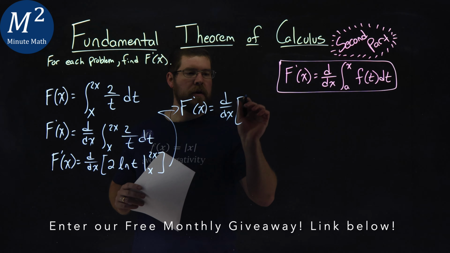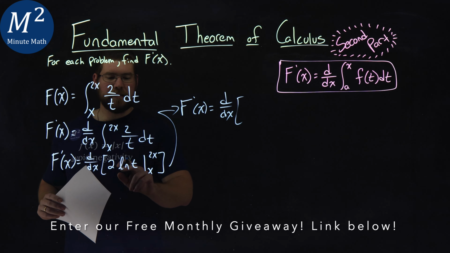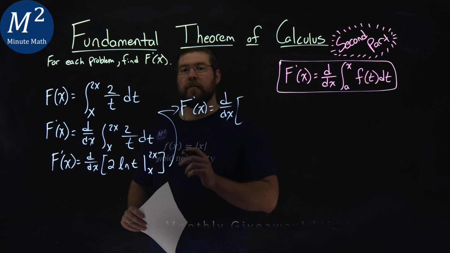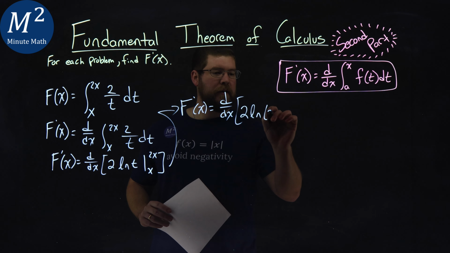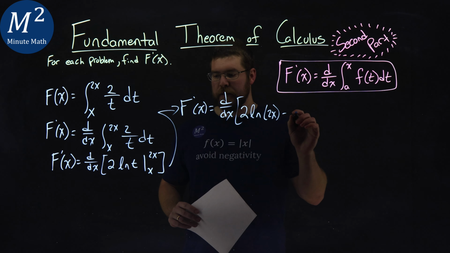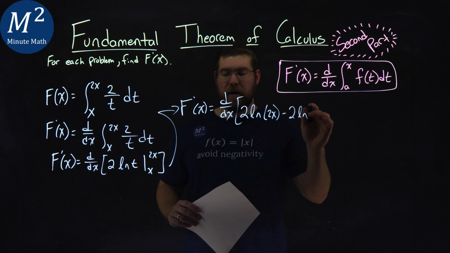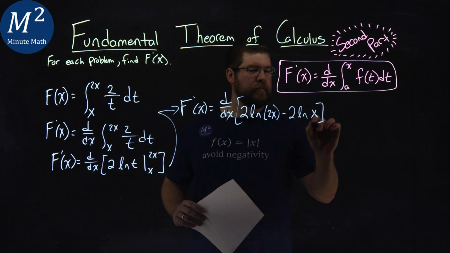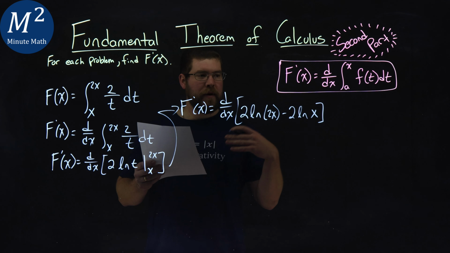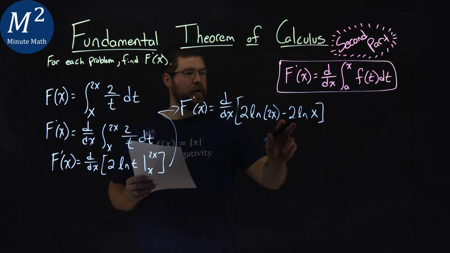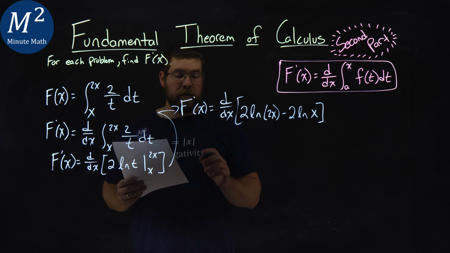Our next step is we need to plug 2x in for t first, and subtract it when we plug in an x. So 2 natural log of 2x minus 2 natural log of x. All right, so we got that out of the way. We've integrated that. Now we just take the derivative.